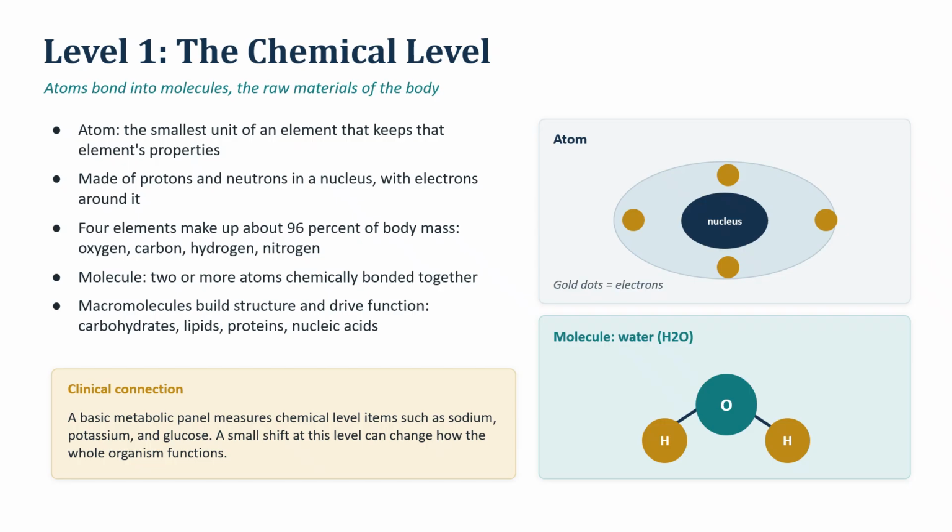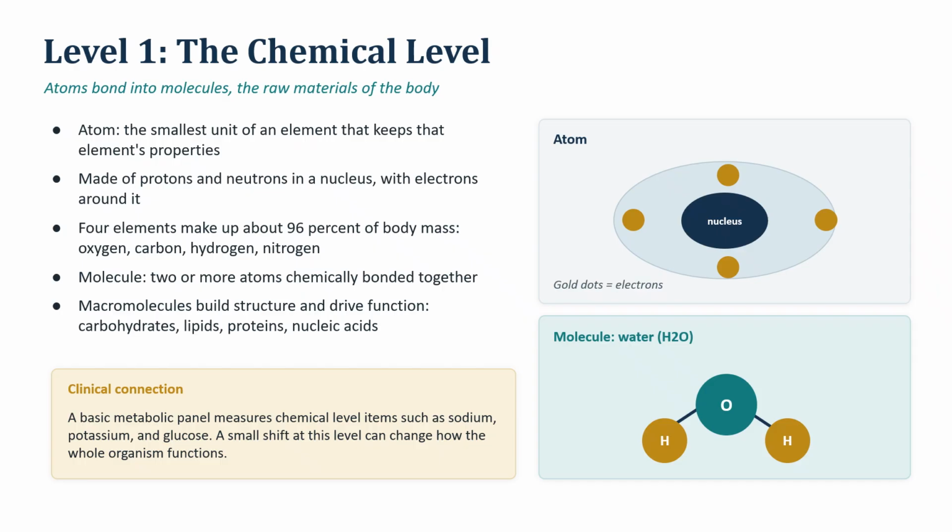Let's start at the bottom of the staircase. The chemical level has two parts you need to distinguish: atoms and molecules. An atom is the smallest unit of an element that still has the properties of that element. Picture a dense center called the nucleus, which holds protons and neutrons, surrounded by electrons. In the diagram, the gold dots represent electrons.